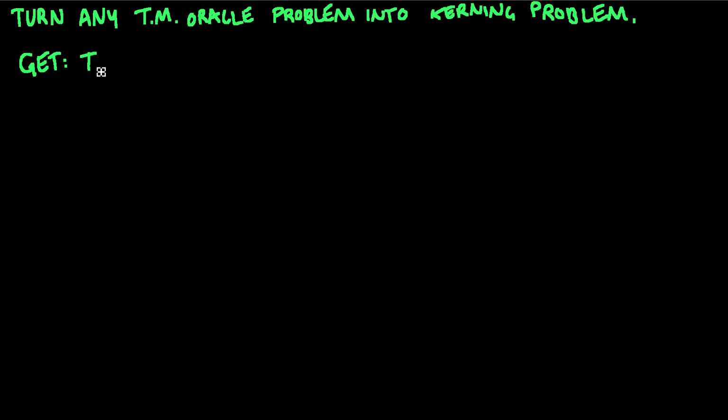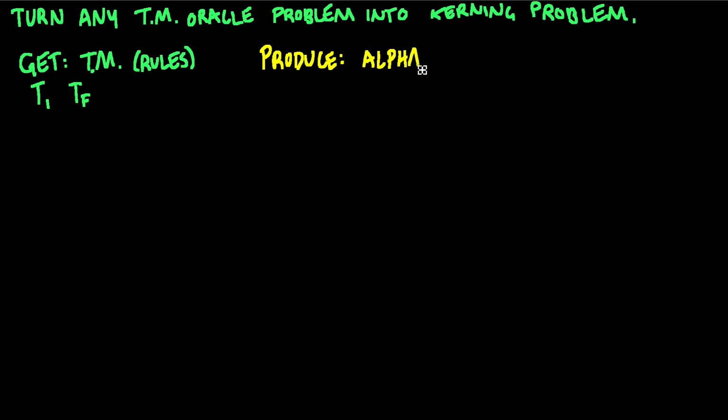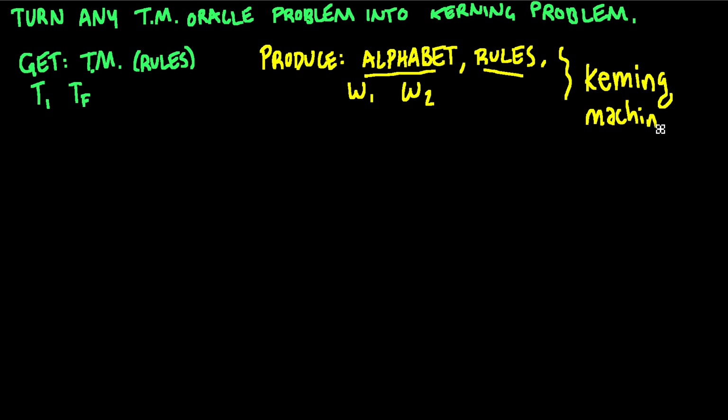So we get a Turing machine, which is some rules, that table of rules, and we get an initial tape, T1, and a proposed tape, TF. And we're going to produce an alphabet, rules, and words, W1 and W2. That's how the Kerning problem is parameterized. And this will involve coming up with a fairly devious alphabet and set of rules. So we'll be playing the role of Skeletor in this case. But we're allowed to do that. Supposedly someone has come up with a solution to the general Kerning problem, and that would enable us to solve this other actually impossible problem. So I'm going to refer to these things that we make as Kerning machines.